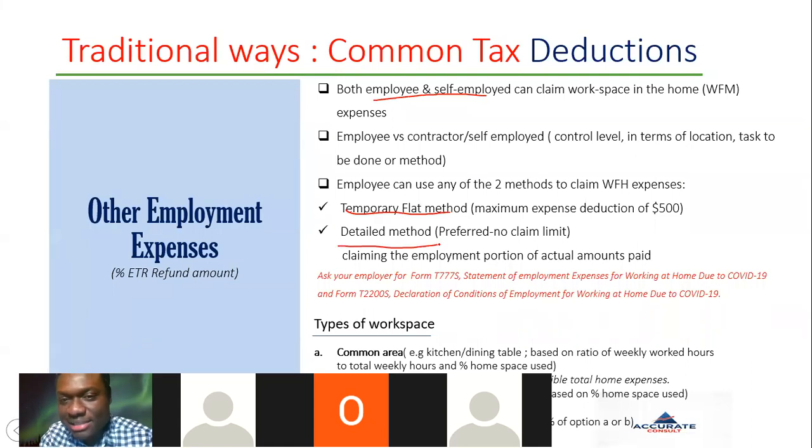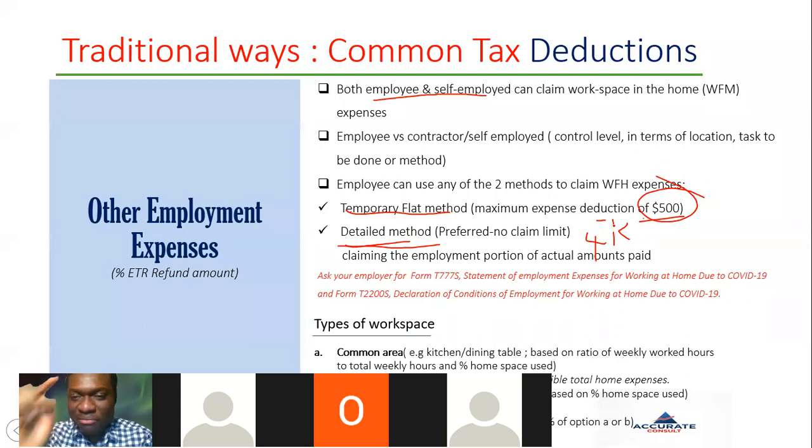As at last year, the maximum you can claim, even if you work throughout the whole year, in 2020, on the temporary flat method was $400. But the government has increased that to $500. So that's the maximum you can get. But if you do a detailed method, you can claim as much as 4K if you can defend it. Defend in the sense that you can tabulate in Excel and show that this is the amount and this is the portion that is claimable.